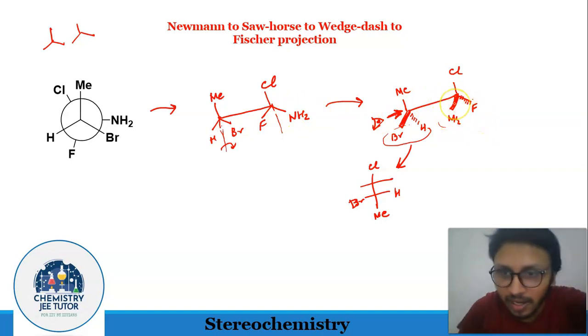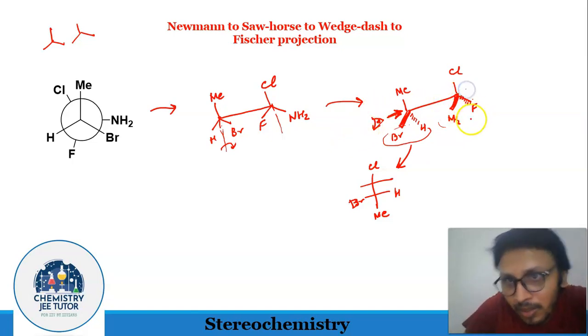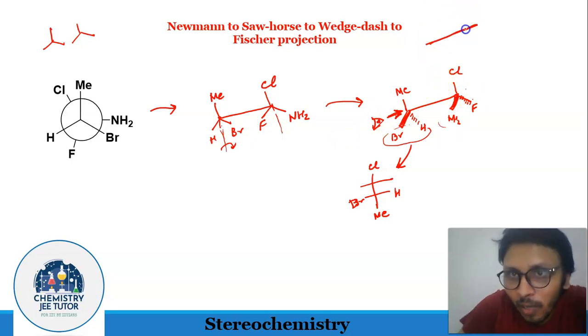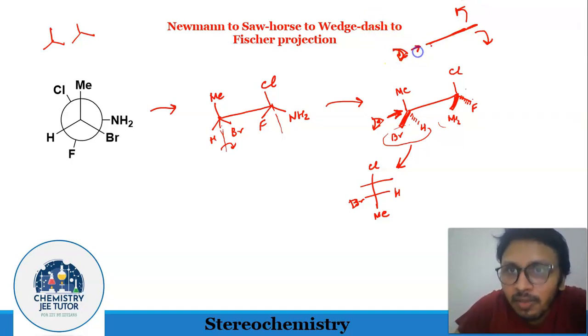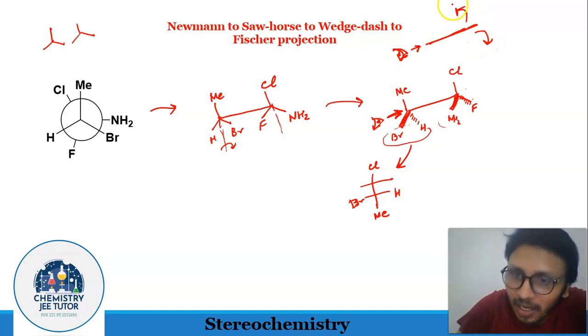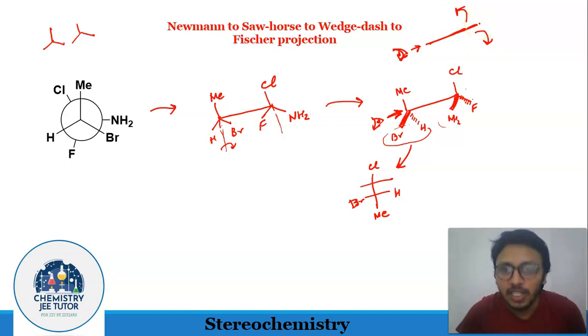You understood what is right and left? If you understood what is right and left, it is very easy. You are seeing through here. This falls on the right. This falls on the left. If you are seeing through here in a Wedge dash projection, whatever comes on this side falls on the right. Whatever comes on this side falls on the left. This you need to understand. You keep your eye here. You see it. You are seeing from here. This side right, this side left. Right side above the plane in a Wedge dash projection goes to the left hand side in a Fischer projection. Left side above the plane in a Wedge dash projection goes to the right hand side in a Fischer projection.